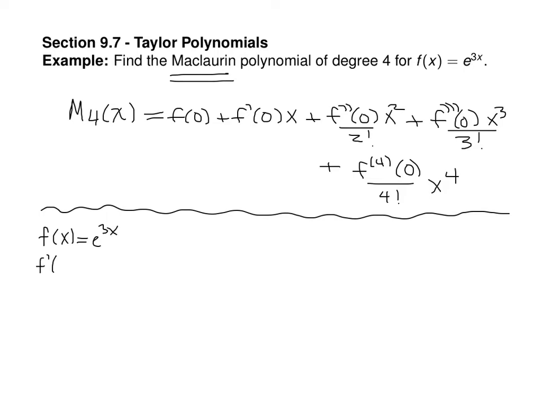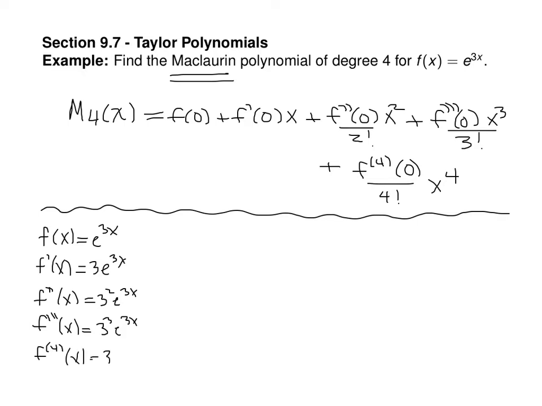The first derivative is 3e to the 3x. The second derivative is 3 squared e to the 3x. The third derivative is 3 to the third e to the 3x, and the fourth derivative is 3 to the fourth e to the 3x.